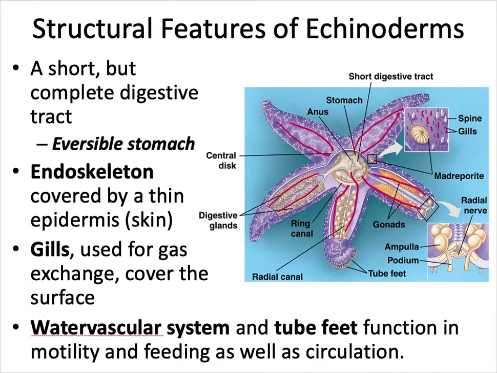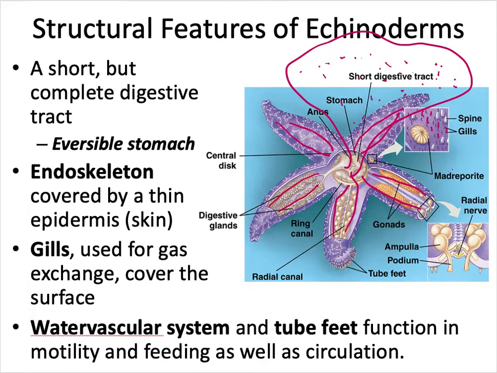And the stomach is eversible, which means that it can kind of come out almost like a parachute and eject. And the stomach can even slip inside of a clam and digest a clam from the inside out. And so all these digestive glands secrete their digestive enzymes that help the echinoderm eat its prey from the outside and then bring all of those nutrients in. And then digestive waste will come out of the anus. So we've got a complete digestive system. It's very short, but very effective.